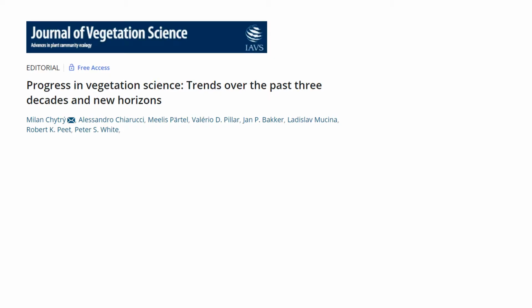A previous effort along these lines was done by the chief editors of Journal of Vegetation Science in 2019, where they analyzed the trends over the past 3 decades, and based on the trends of the past decades and the new publications that are coming in all the time, they started thinking about the new horizons of the field for the next 10 years.